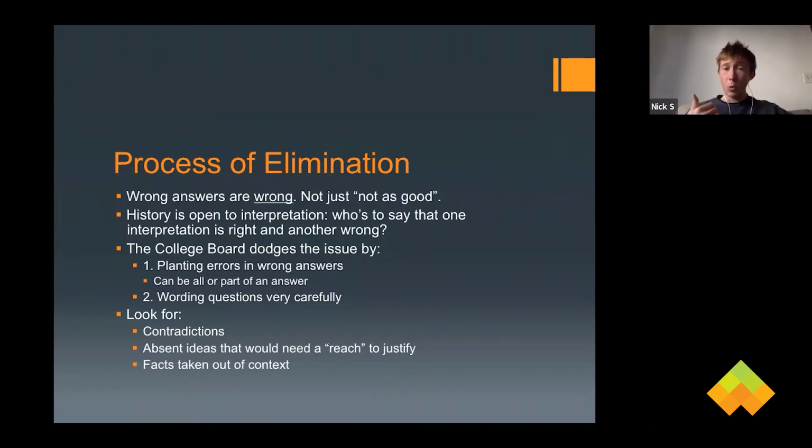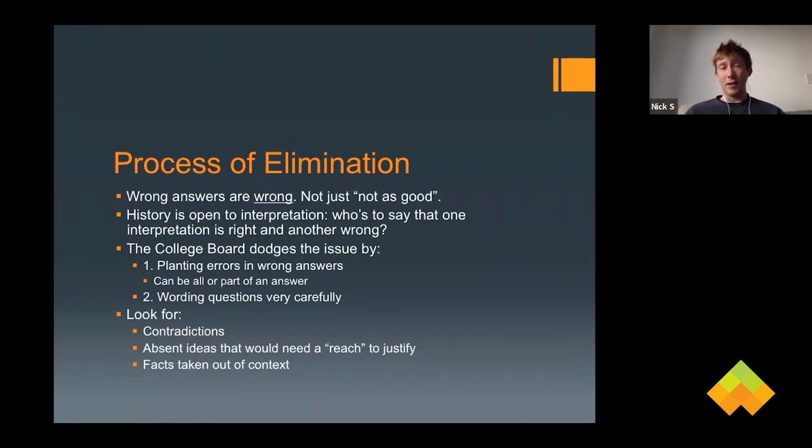So number one, they plant errors in the wrong answers. Down at the bottom of the slide, I have examples of what those errors tend to be. So first, there will literally be contradictions, like they get historical events backwards, or they claim that something happened in a period that it didn't actually happen in. So be very alert to just factually false statements. That's really what I mean by contradictions there.